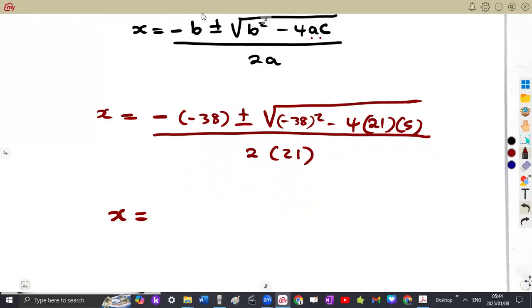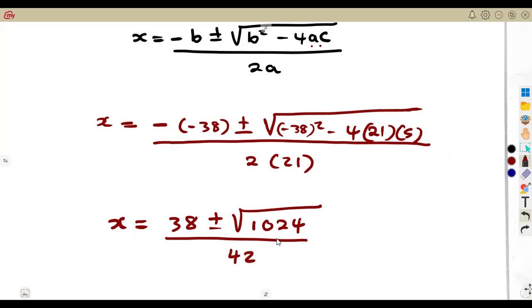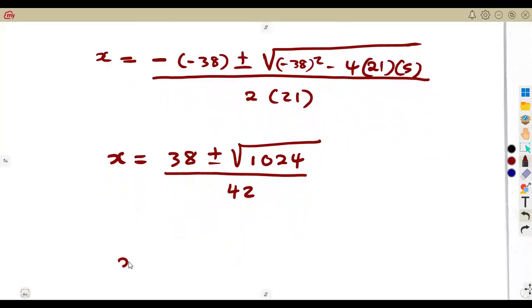So x is equal to, remember, a minus and a minus gives us a positive. Minus, minus, that's a positive. So that's 38 plus or minus the square root of 1024, which we obtained after simplifying everything there. This is over 2 times 21, that is going to give us 42. So with this, we can use our calculator now to simplify everything. Starting with a plus, our x is going to give us 5 over 3. All right, let's just use this together. Our calculator is there, guys.